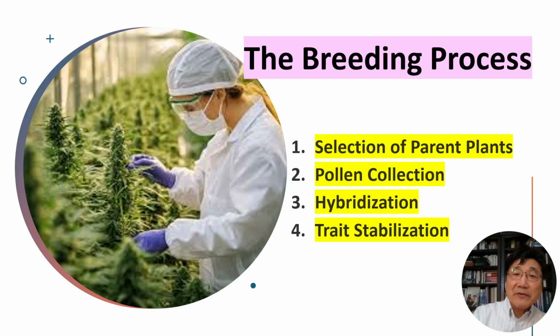Next, let's learn about the breeding process. There are 5 steps to this process. Selecting parent plants is the first step of breeding because it determines what traits the offspring can possibly have.